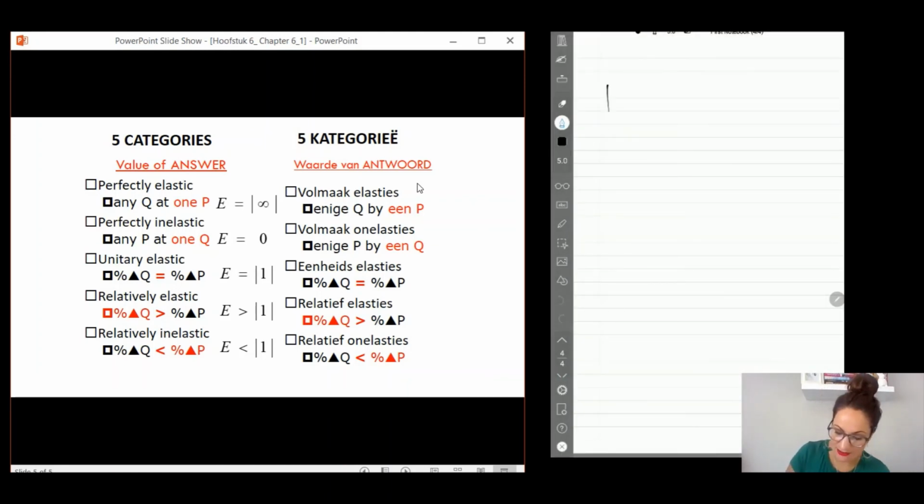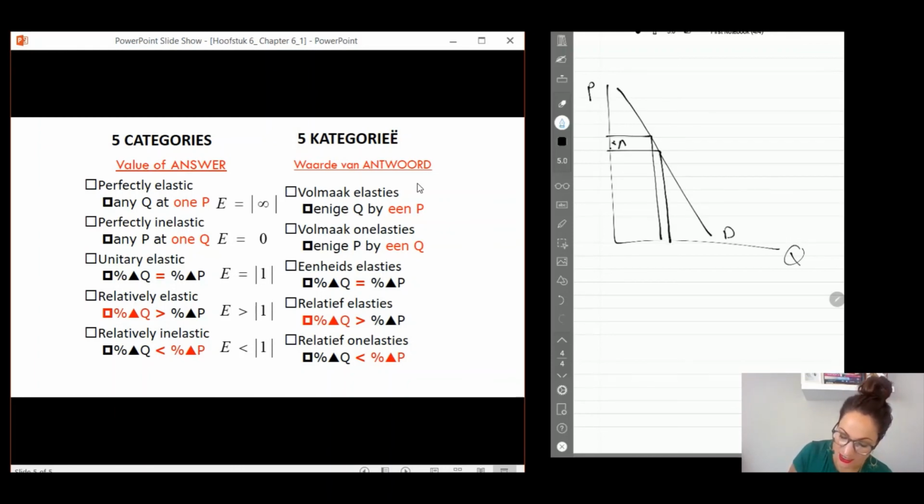The next one is relatively inelastic. So it's almost straight up. And this is where the percentage change in price is greater than the percentage change in quantity demanded. And your coefficient will lie between 0 and 1. So even if there's a big change in your prices, it will result in a small effect on your quantity. So in the next video, we will look at an example.